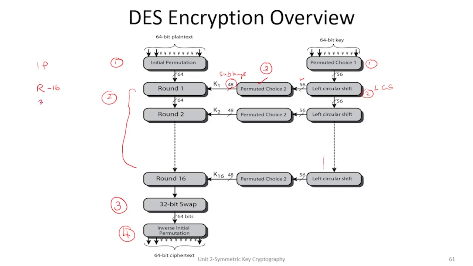Then we should use a 32-bit swap. After that, we should do inverse initial permutation. Then only we are able to get the ciphertext. So this is at the plaintext side.